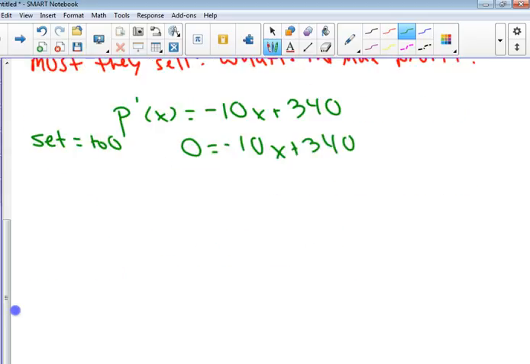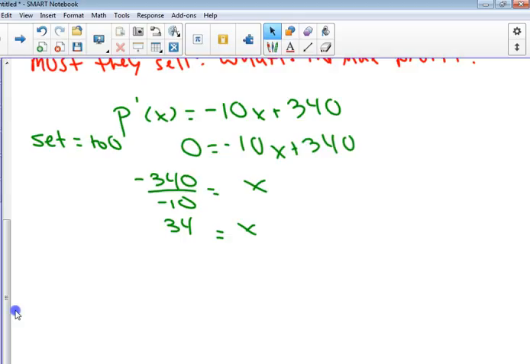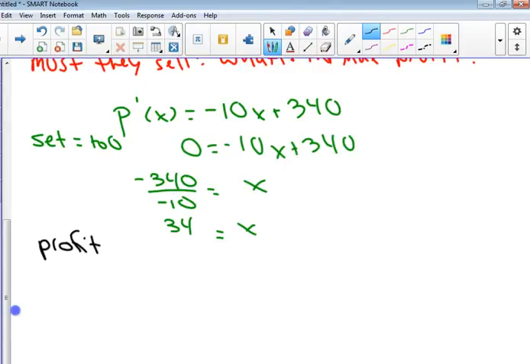Now we want to solve for x. So minus 340 divided by negative 10. So x is going to equal 34. So what this tells you guys is that to make the maximum profit, Cold Stone has to sell 34 ice cream cones.